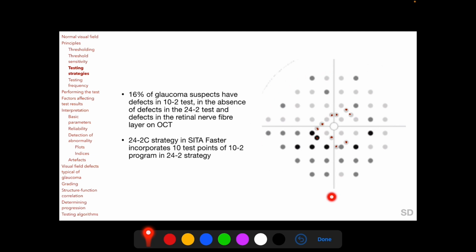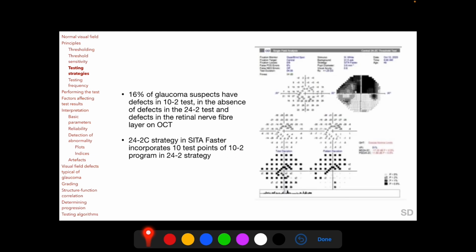This figure shows the test locations of the 24-2C testing strategy, in which, in addition to the standard test locations of the 24-2 strategy, 10 additional test locations, as marked in red in this figure, are taken from the 10-2 testing strategy and are tested together in the same testing session. This photograph shows a test report with the 24-2C testing strategy.